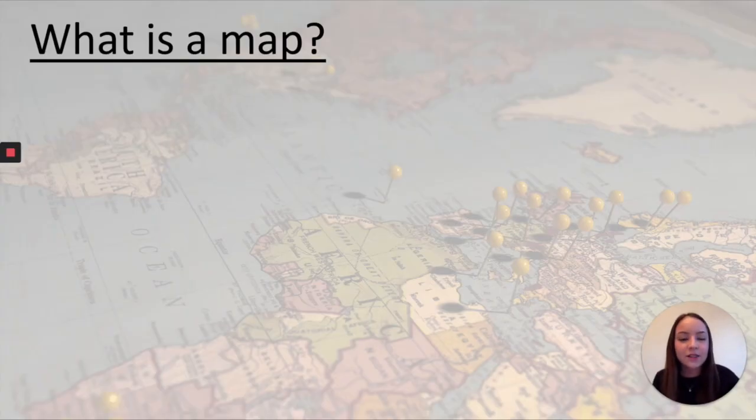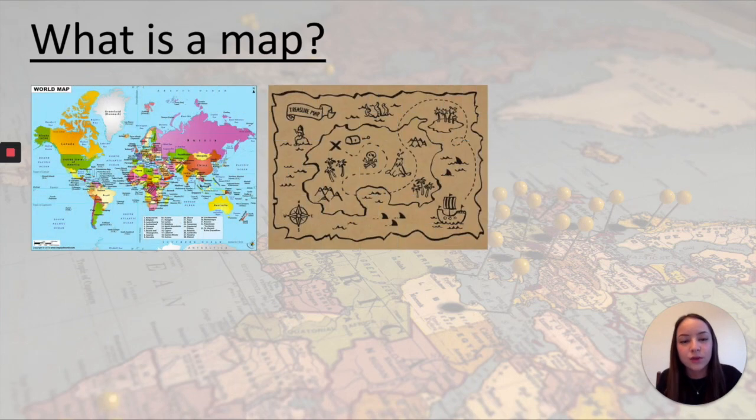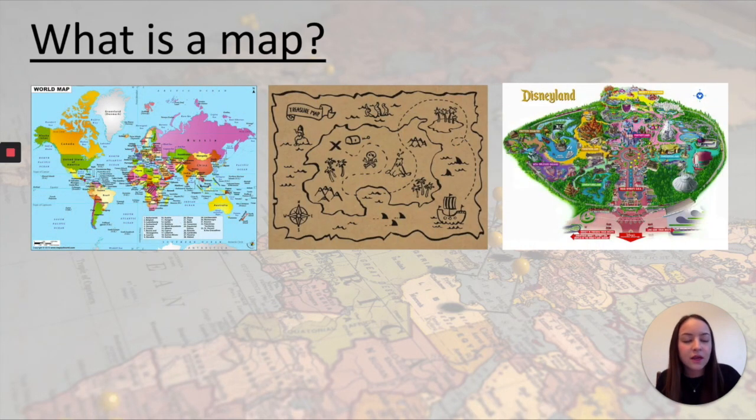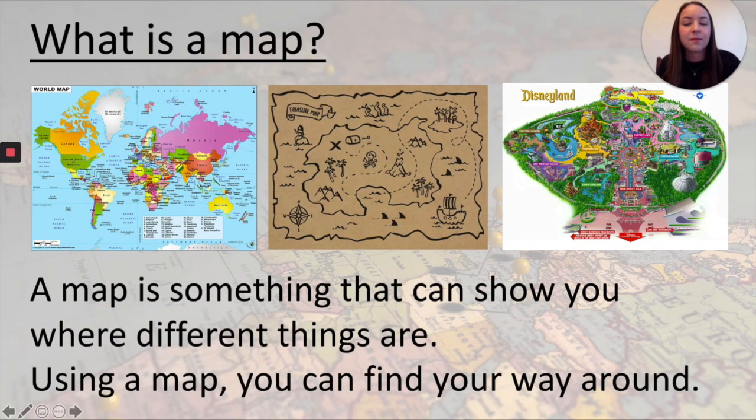My first question is, what is a map? So here are some pictures to give you some clues. Pause the video here and talk to your adult about what you think a map is. A map is something that can show you where different things are. So using a map, you can find your way around. For example, if you went to visit somewhere new, you could use a map to help you get to different places.